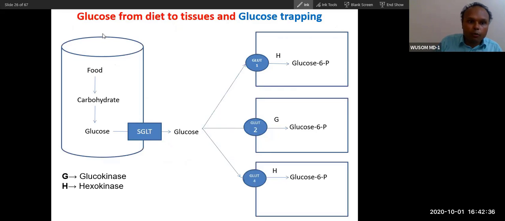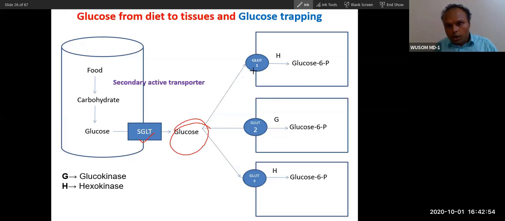I have already explained, when you eat food, we have seen the digestion. Glucose will be absorbed through this channel, called the sodium dependent glucose transporter, a secondary active channel. From the intestine, it will be absorbed, enter blood, and in blood reach tissues through different glucose transporters. GLUT2 is present in liver and beta cells of pancreas, GLUT4 is present in muscle, GLUT1 in brain. So in different tissues, glucose will enter and be converted.